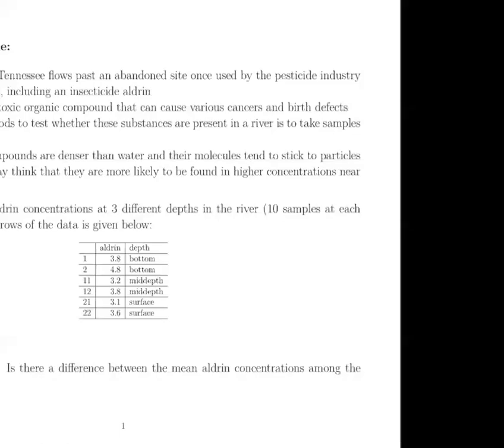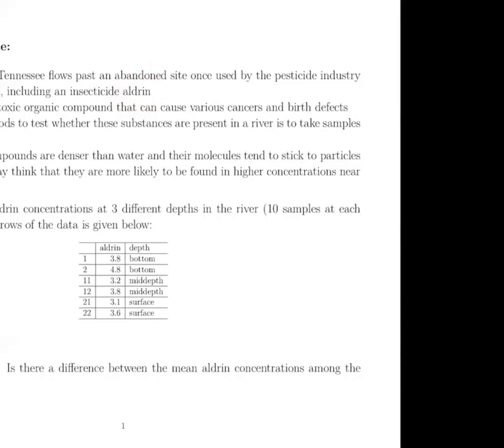So let's start by setting up our motivating example here. The Wolf River in Tennessee flows past an abandoned site once used by the pesticide industry for dumping wastes, and it's going to include this insecticide aldrin. Okay, it's a highly toxic organic compound that can cause various cancers and birth defects.